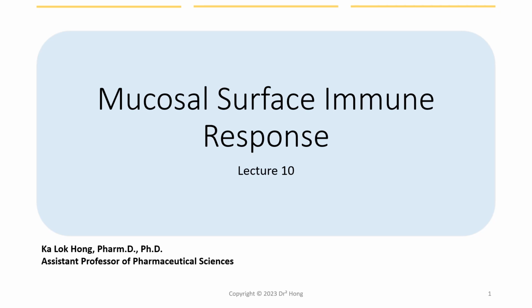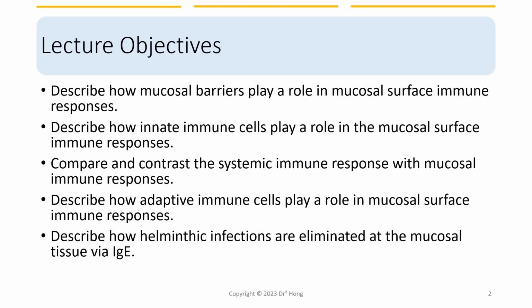So let's get started. Here are the lecture objectives. We will look at how mucosal barriers and innate and adaptive immunity interact with each other and play a role in mucosal surface immune responses. We will also compare and contrast the differences between systemic and mucosal immune responses. And lastly, we will wrap up with how we eliminate gut parasitic infections.